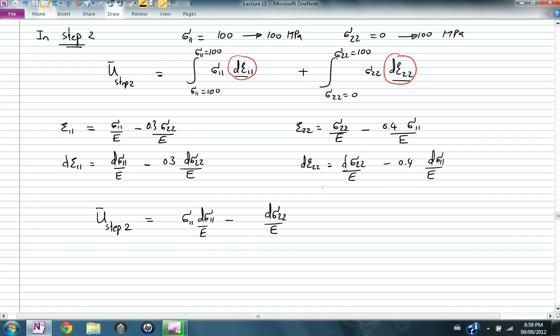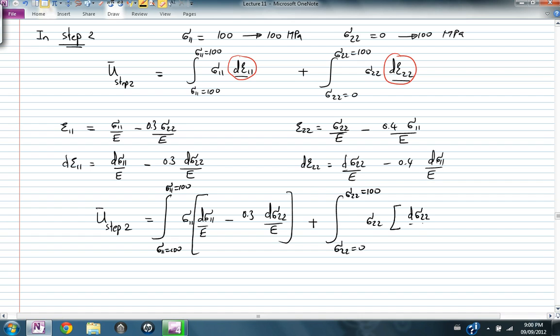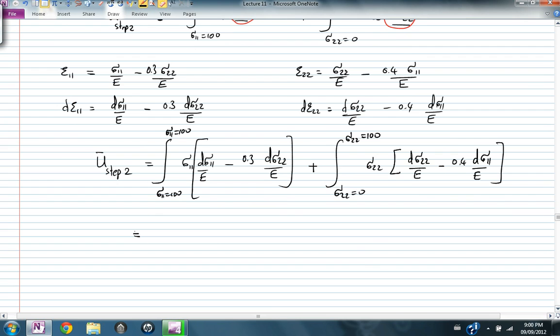So I'm going to write, from sigma 1 equal 100 to sigma 1 equal 100, sigma 1 multiplied by d sigma 1 over E minus 0.3 d sigma 2 over E, plus from sigma 2 equals 0 to sigma 2 equal 100, sigma 2, and instead of d epsilon 2 I'm going to use the increment in the stresses, which I'm going to write as follows.